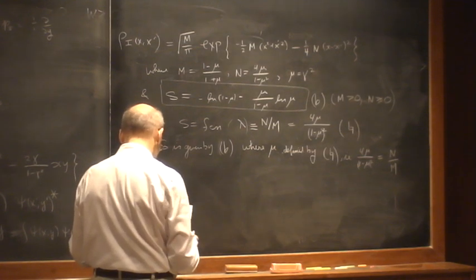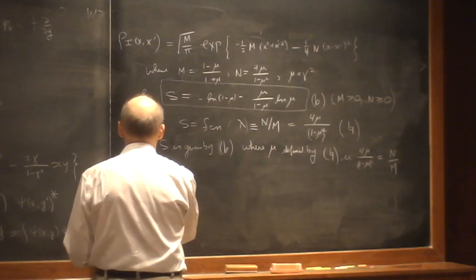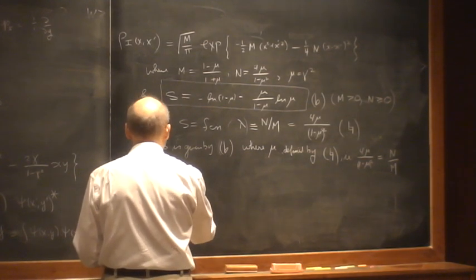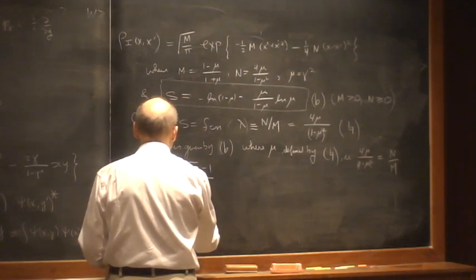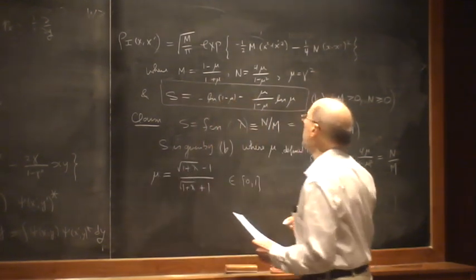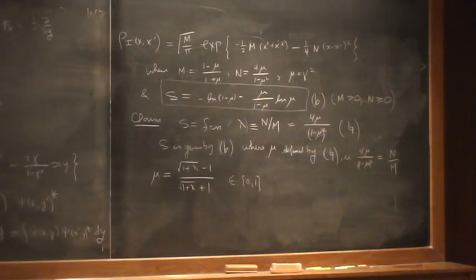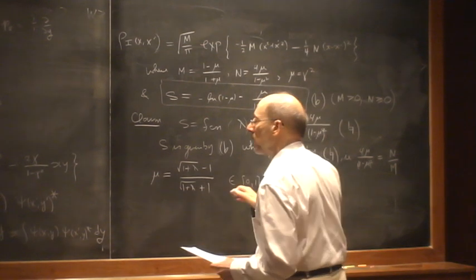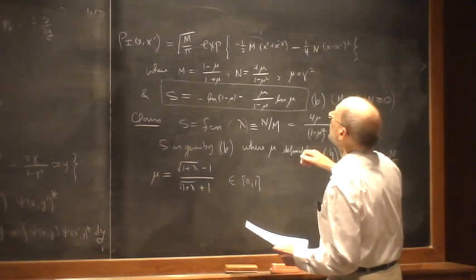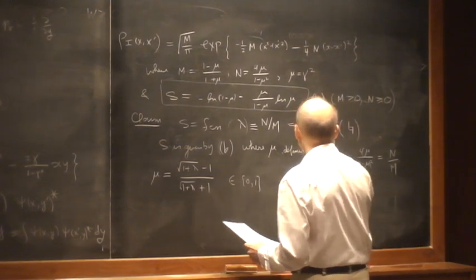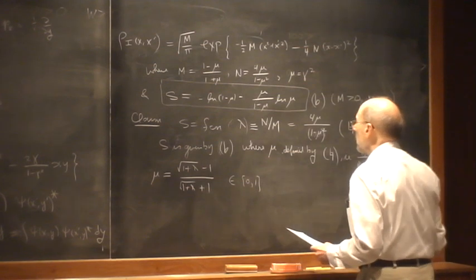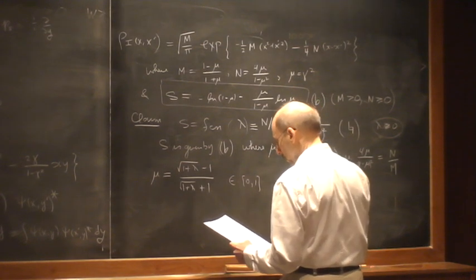Now that's the main thing we need, but just for convenience, it's nice to make a further change of variable. If we solve this equation, we get mu is equal to (square root of 1 plus lambda, minus 1) over (square root of 1 plus lambda, plus 1). I won't prove it, but if you go back and see what M and N really were, you will see that lambda is a non-negative number, and mu is in the interval (0, 1).